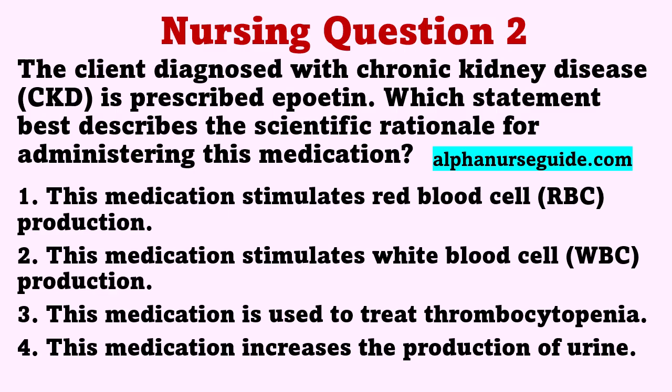Oprelvekin is the biological response modifier that stimulates megakaryocyte and thrombocyte production, which stimulates platelet production to prevent thrombocytopenia in clients receiving chemotherapy. There is no medication that increases the production of urine. Diuretics increase the excretion of urine, but do not affect the production of urine.